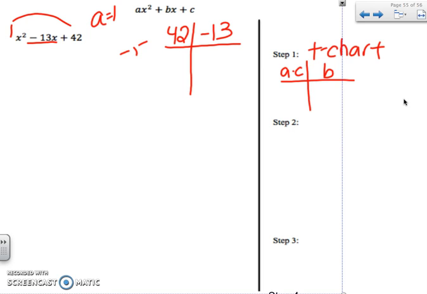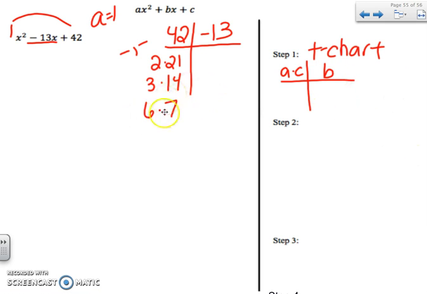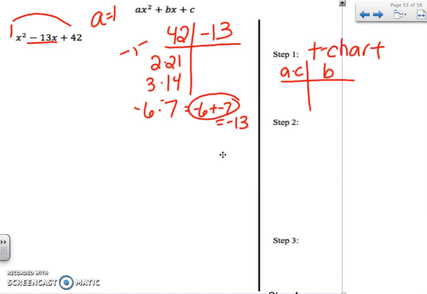So let's see, 2 times 21 is 42. Divide 42 by 3 and you would get 14. 5 does not go into 42, but 6 does. 6 times 7 is 42. And then I notice that 6 and 7 are pretty close to 13. But again, I've got to make them both negative, because 2 negatives will multiply to get me a positive 42. And they will also add to get me a negative 13. So here are my two factors.